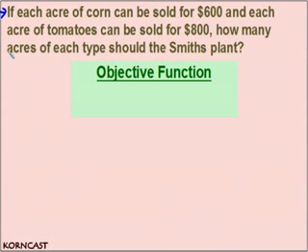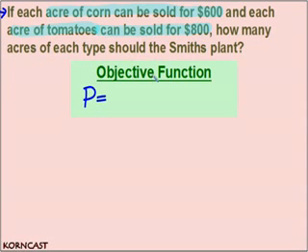Now let's refer to the last sentence in our situation. We know, just by reading, that our acres of corn can be sold for $600, and our acres of tomato can be sold for $800. So now we want to answer the question, how much of each type should the Smiths plant? Well, let's go ahead and think about this as a profit equation. We know our profit's going to equal... Now, if we harvested 1 acre of corn, we're going to get $600. Same thing if we harvest 2 acres of tomatoes, we're going to get $1,600.